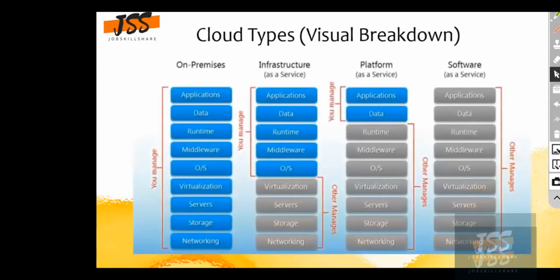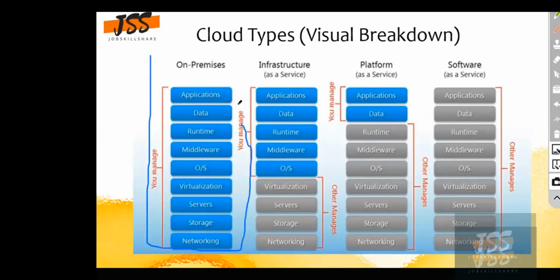Then this is the cloud types visual breakdown. What I talked about in the previous slide, you can see this is the on-premises, and we know what on-premises is. When you are owning everything, this belongs to you. Everything from networking, storage, servers, virtualization, operating system, all the way up to the application, this is your responsibility, and this is on your on-premises.